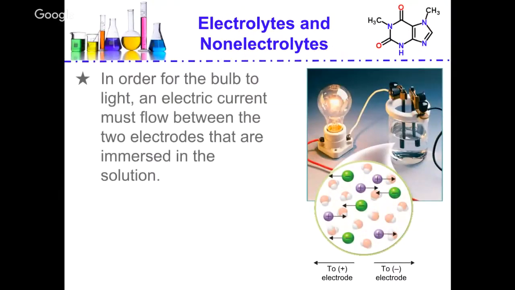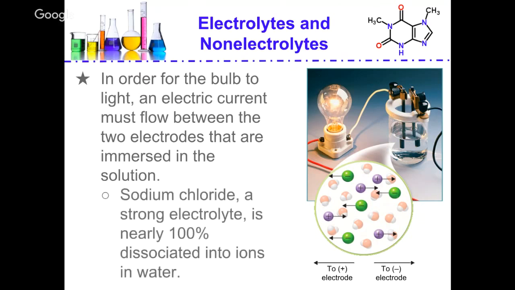So if we were to look at this example, we would need to know that an electric current must flow between the two electrodes that are immersed in the solution in order for the light bulb to light up. In this solution's case, we have sodium chloride. We have sodium ions and chloride ions flowing through water, so that's what's going to allow for the light bulb to light.